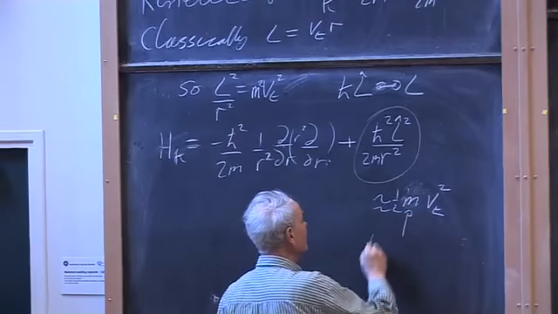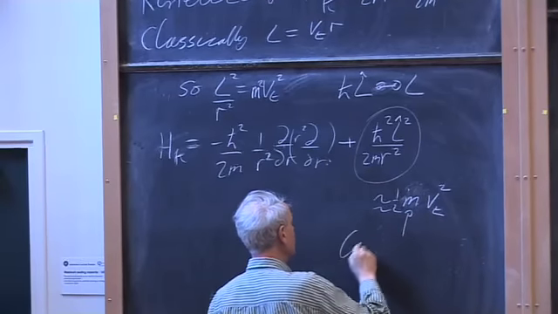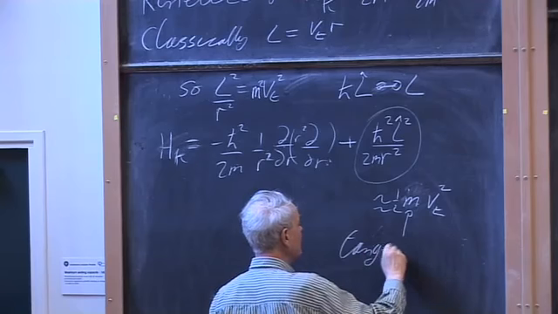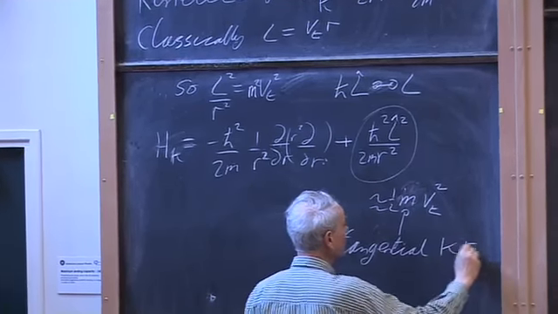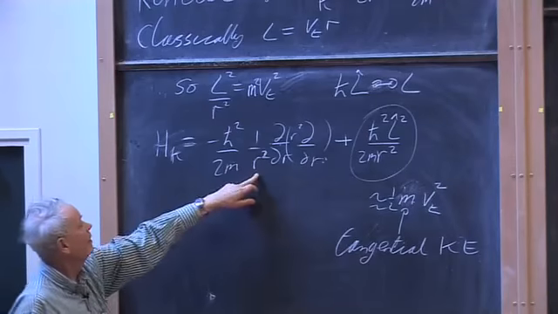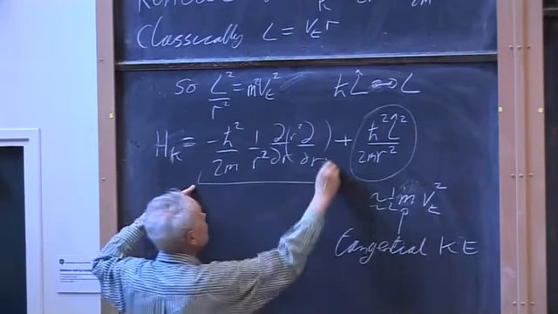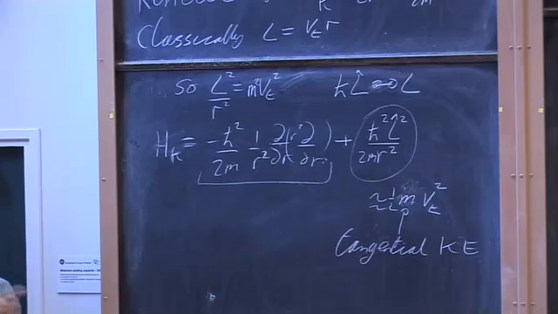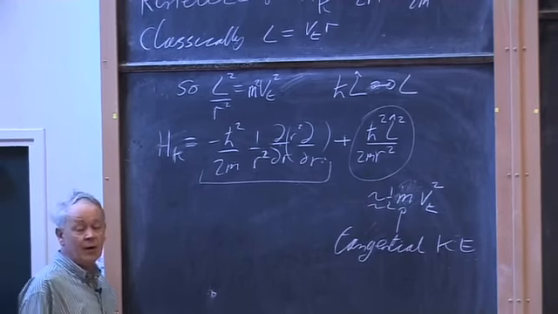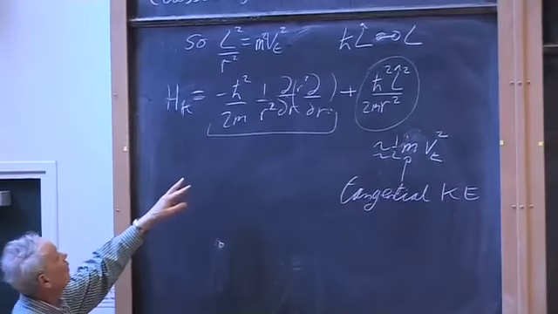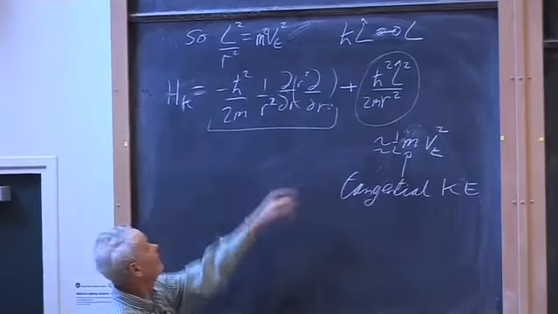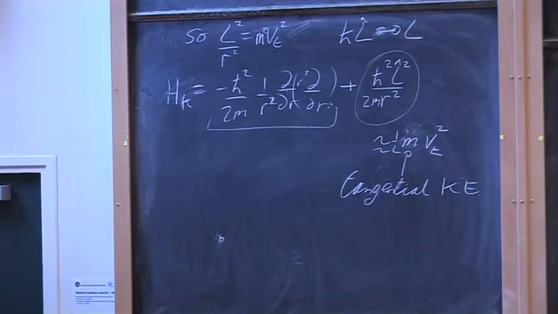So this is the kinetic energy associated with tangential motion, which suggests that this here should be the kinetic energy associated with radial motion. And that's what we want now to put on a firm intellectual footing. So we're going to show that this thing is minus h bar squared over 2m times PR squared, where PR is the radial momentum.